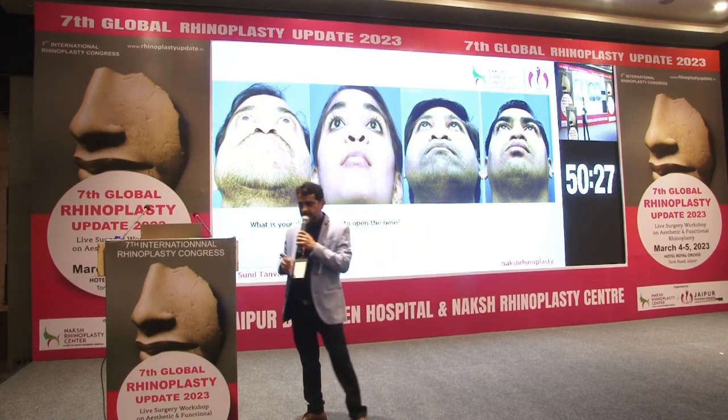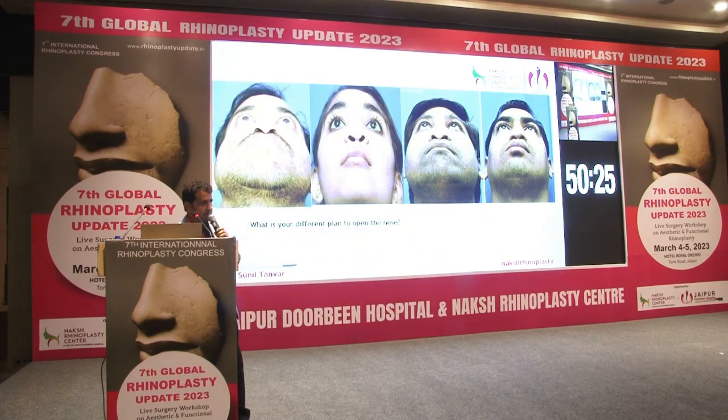So the main thing is that you have to lengthen the columella. Whatever you do, if you have not planned for the columella lengthening, the result will be absolutely not natural and not very good. So lengthening has to be planned before the start of the procedure. How you do it depends. There are 2-3 ways to do it.